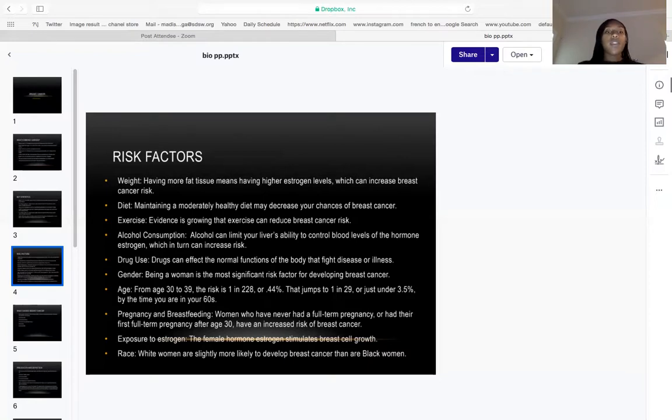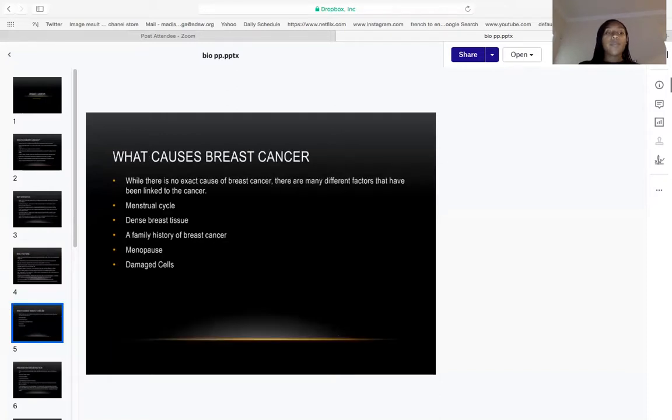Pregnancy and breastfeeding. Women who have not had a full-term pregnancy or had their first full-term pregnancy after age 30 have an increased risk of breast cancer. Exposure to estrogen. The female hormone estrogen stimulates breast cell growth. Race. White women are slightly more likely to develop breast cancer than Black women.